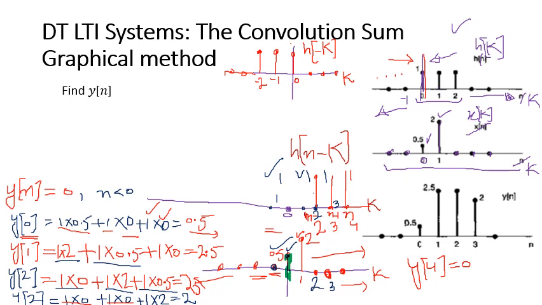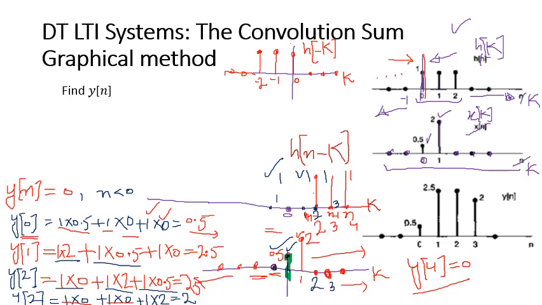Again, at third position or third index, the response is 1, but the input signal is 0, so 1 into 0 will result into 0. Again, at second position, response is 1, but the input signal is 0, so that means the product is 0 and sum of products is also 0, so we can say y of 4 will be equal to 0, and it will stay 0 for all the remaining values.